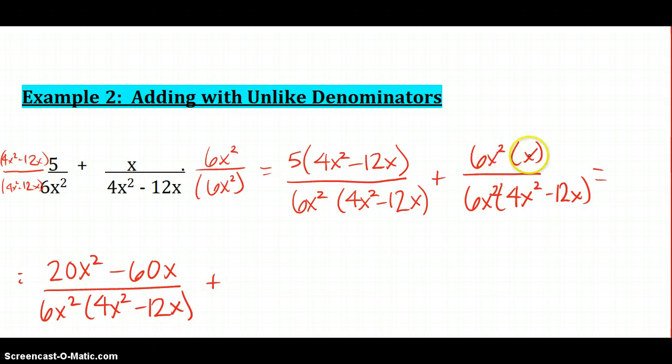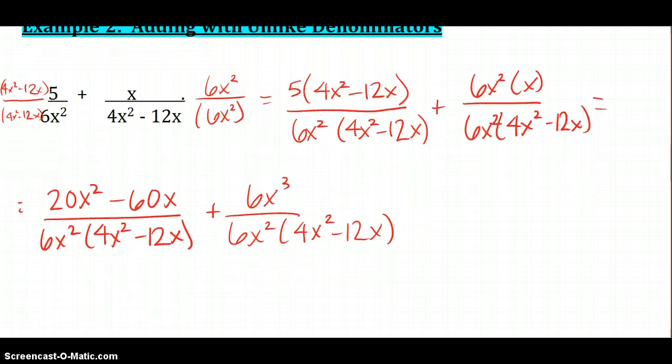Plus, and multiply the 6x squared times x, just 6x to the third, over my 6x squared times 4x squared minus 12x. Alright, so now I'm going to add my numerator together, and I really can't add any of these together because I have an x to the third, x squared, and x. So I'm basically just going to rewrite this all: 6x to the third plus 20x squared minus 60x.